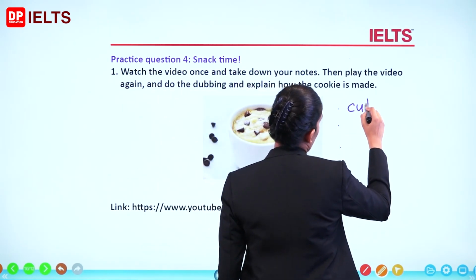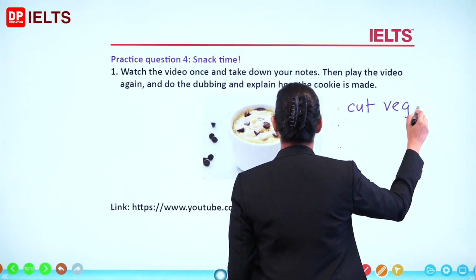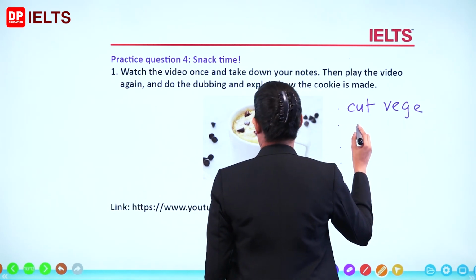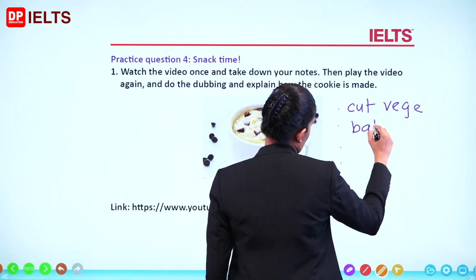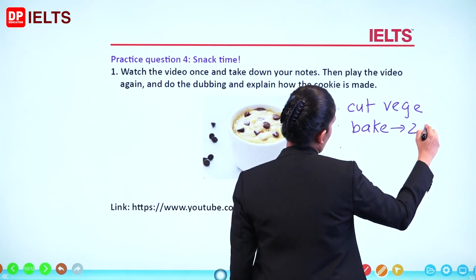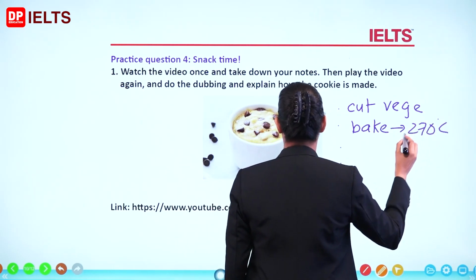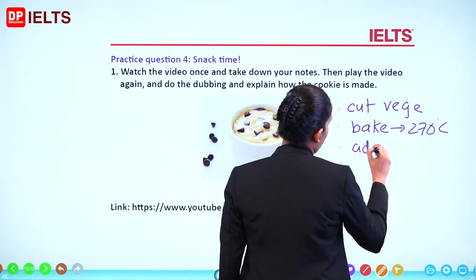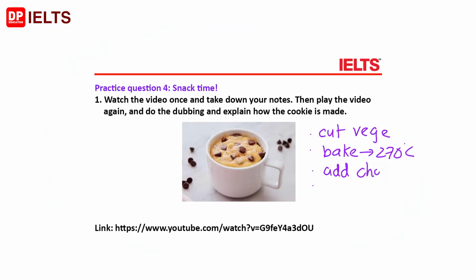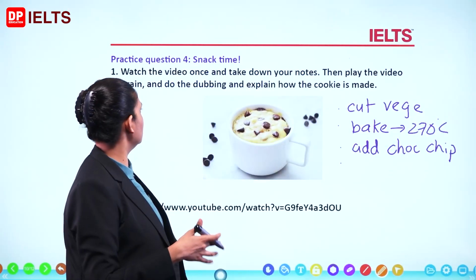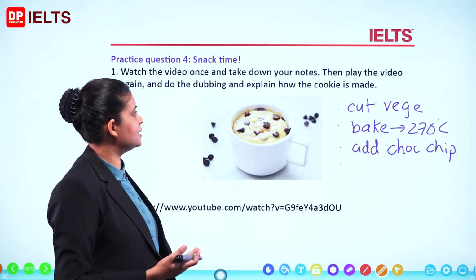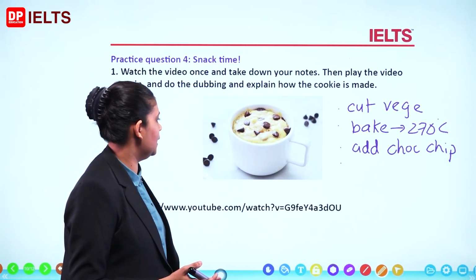Cut veggie. මොන හරි vegetables නා. Okay? Bake, 270 Celsius. Add chocolate chip. ඉතින් ඔය වගේ පිළිවෙලට note down කරගන්න. Then play the video again and do the dubbing and explain how the cookie is made, right?